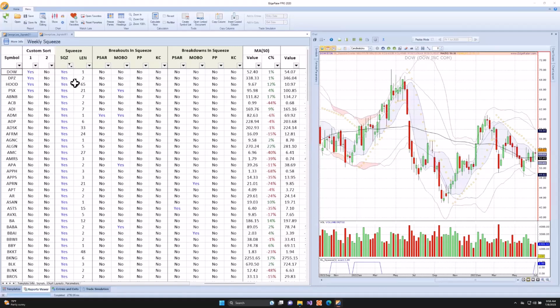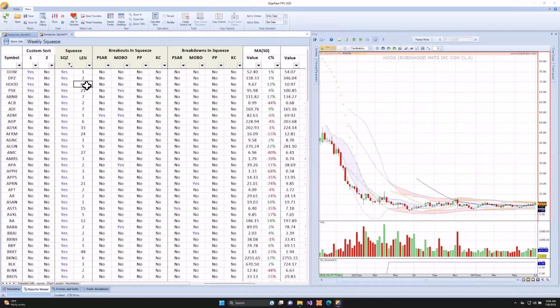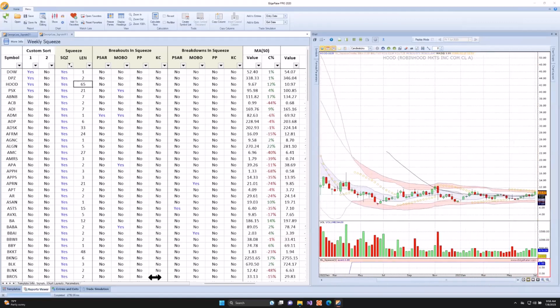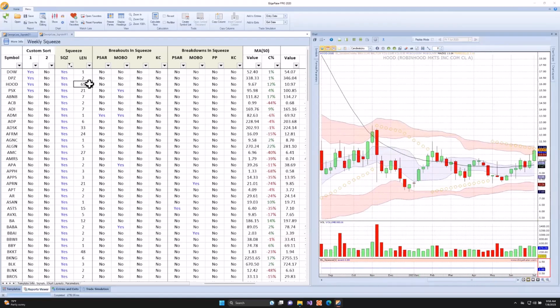So here we can see Robinhood. Okay, it's been in a 65-week squeeze, essentially quite a long squeeze. And it doesn't have any weekly breakouts as indicated here, but it is close to this upper PSAR. So it's looking for a PSAR flip. If that flips on Monday or next week, you will get a PSAR indication in here. So, you know, that's an interesting one, right?